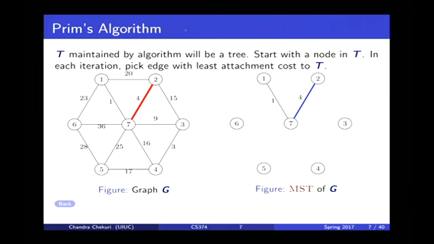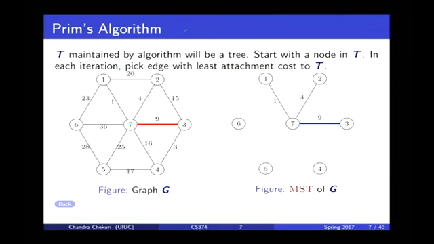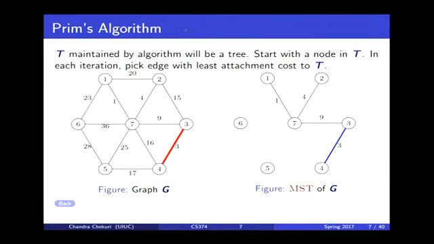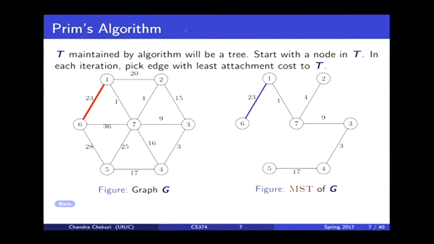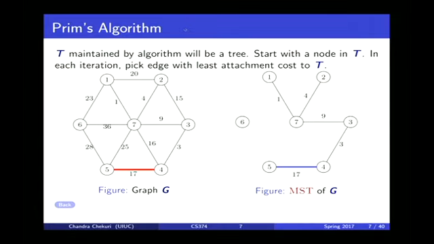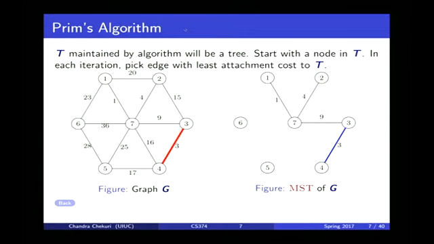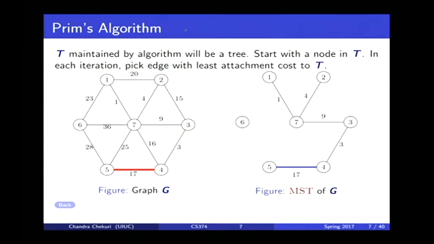And what is the cheapest edge leaving this tree to outside? 9. Okay, now 3 and 17 and 9. Sorry? But it's already in the tree, no? If I add that, why would I grow the tree? Okay, so that's Prim's algorithm. That also is giving the MST.